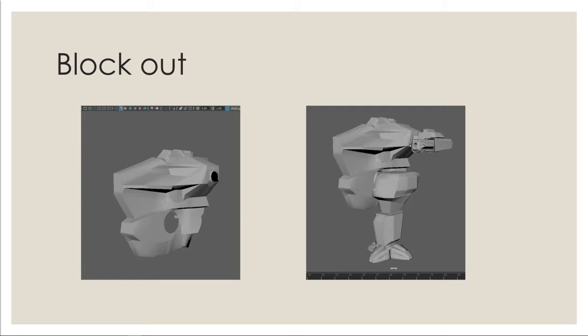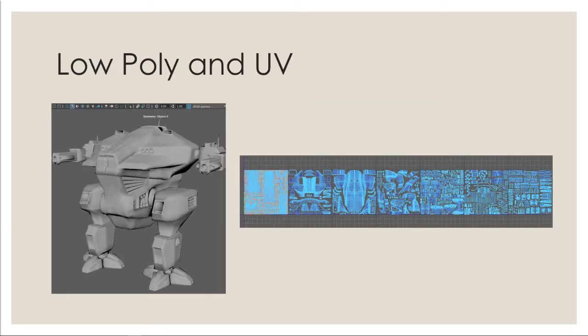Once I got the block out, I went on to creating the low poly, which you can see in this image. So on this slide it shows the low poly model and the UVs of the low poly. I added extra geometry to the block out, such as pipes, vents, cylinders, to add more depth to the war machine.